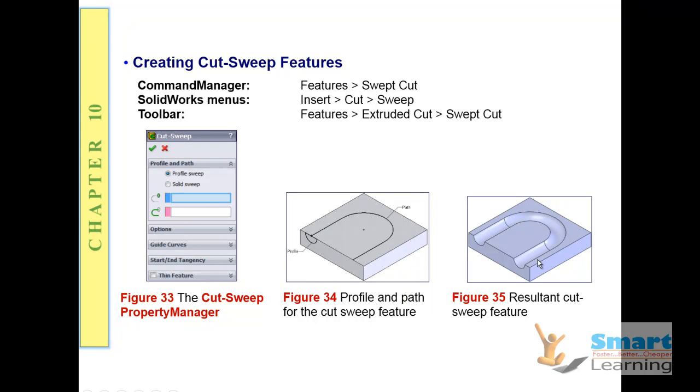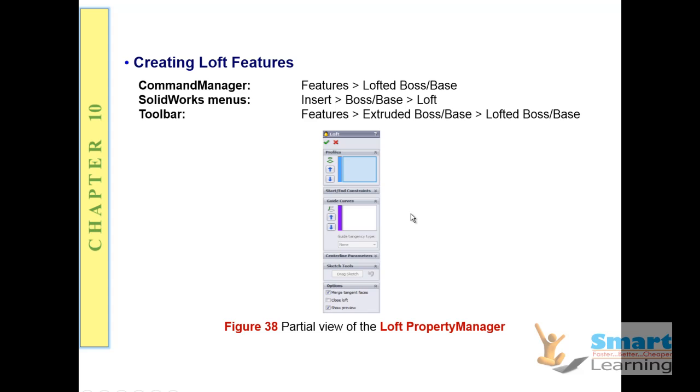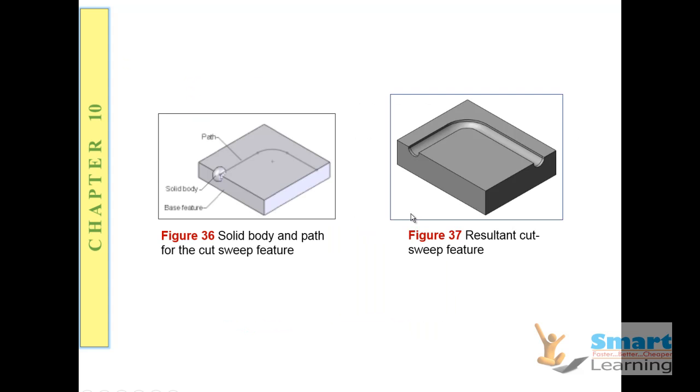And this is the resulting output which you can get. Just like that, you can select the solid body and the path for the cut sweep feature also. This is the solid body, and this is the base feature, and this is the path. The resultant cut sweep feature is this. Next we'll move to loft after understanding this.